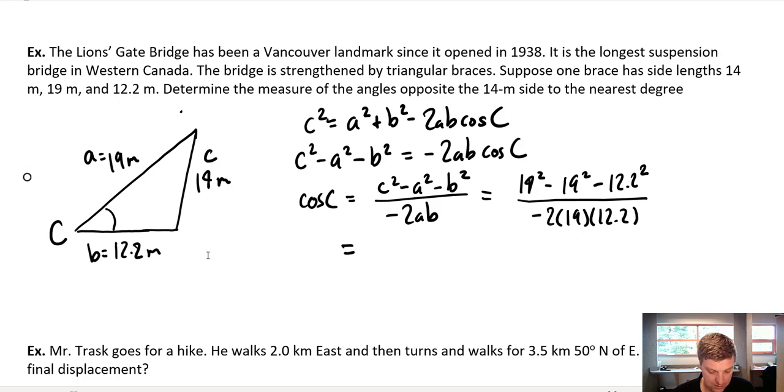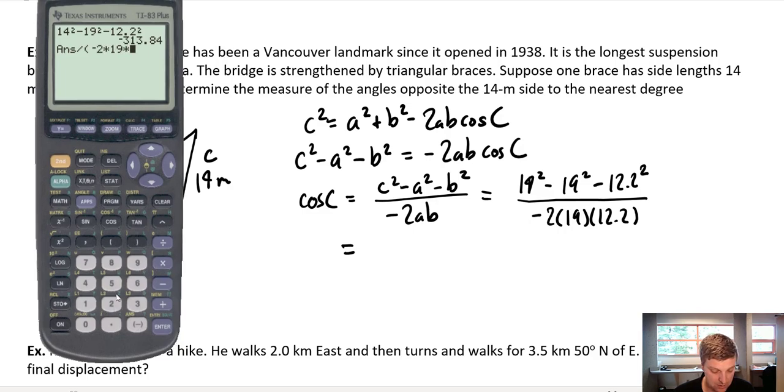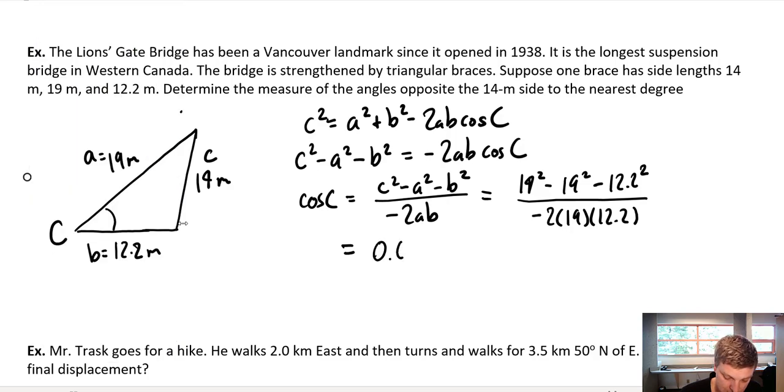Be real careful putting this into your calculator. I've got 14 squared minus 19 squared minus 12.2 squared. I'm going to break this into chunks. So I'm going to do the numerator first, equals this. I'm going to divide that by negative 2 times 19 times 12.2. And I get this answer, 0.6676, roughly 0.677 when I round it off.